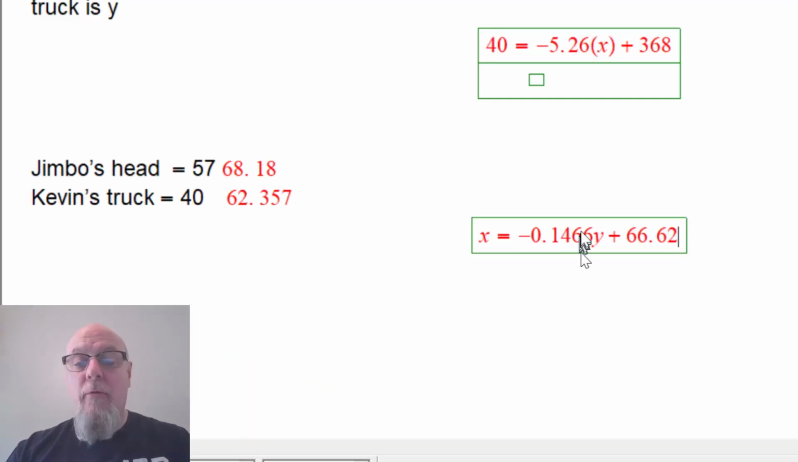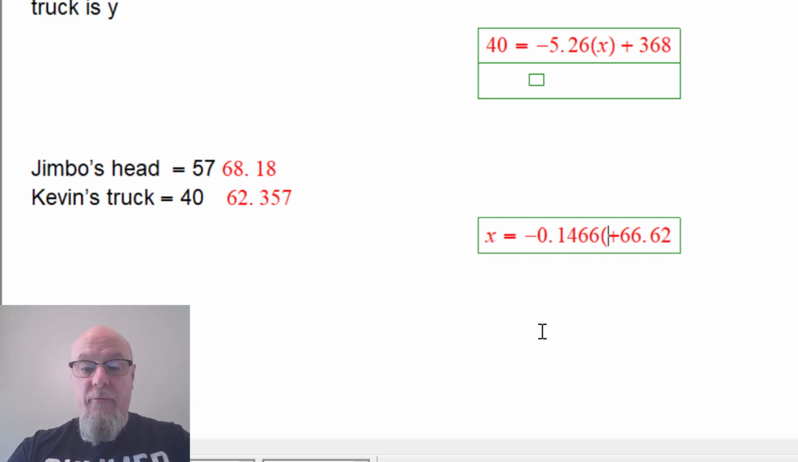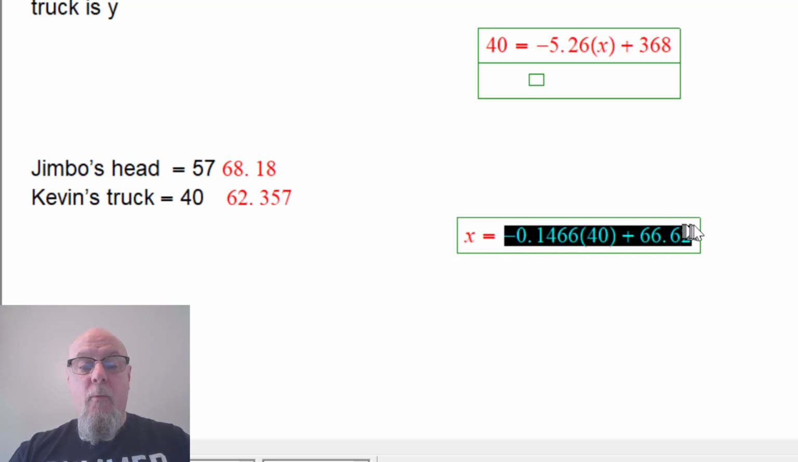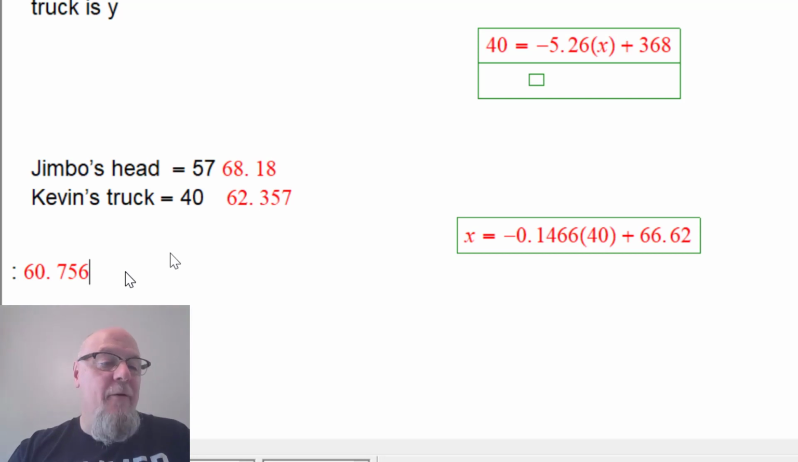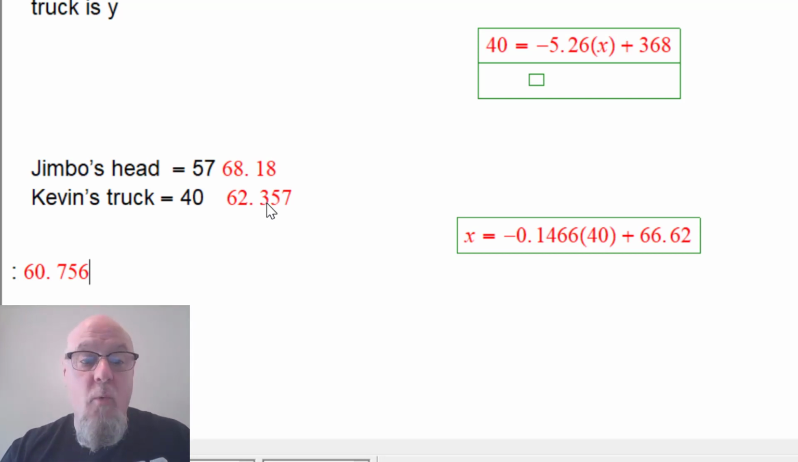So here's my new regression line. And if I put in the 40, so the y is for the truck height, what's my expected value of x for that? Well, it was close to the 62 doing it the wrong way. It was close, but it wasn't right.